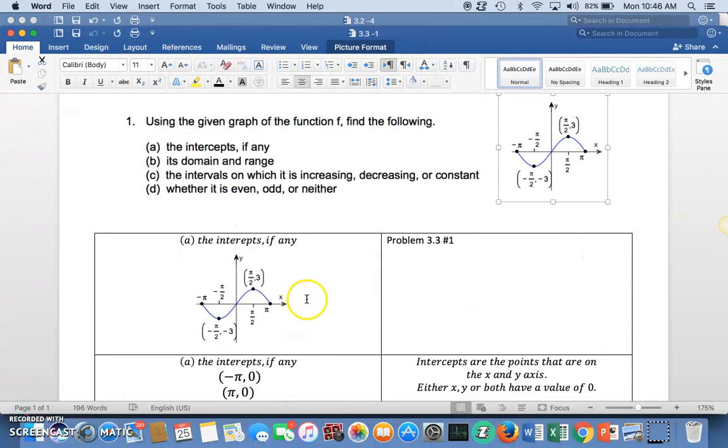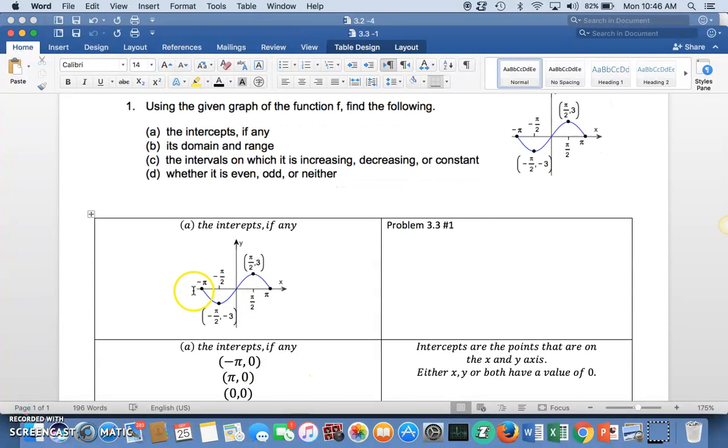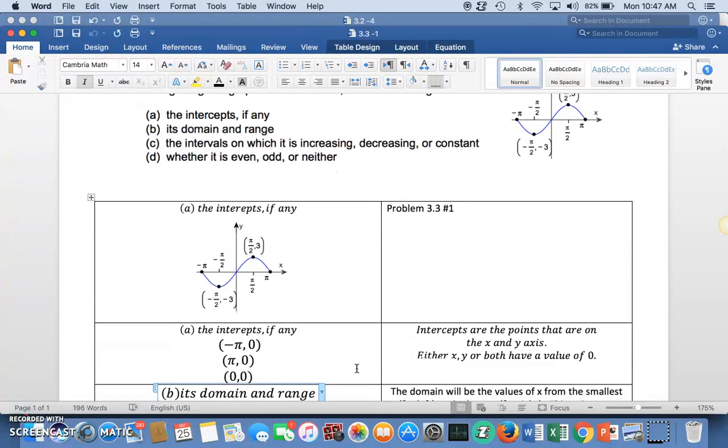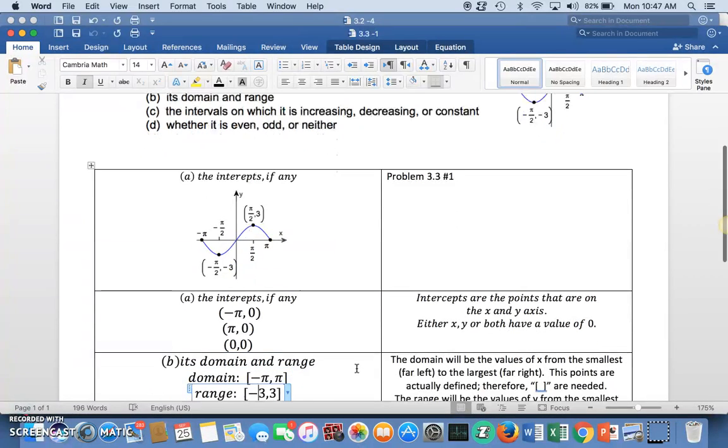So here is your graph, and your intercepts would be at negative pi, 0, at pi, 0, and then 0, 0. These are the two axes, and of course we've got really 3 x-intercepts and just one y-intercept there. Those are your intercepts. Your domain and your range.